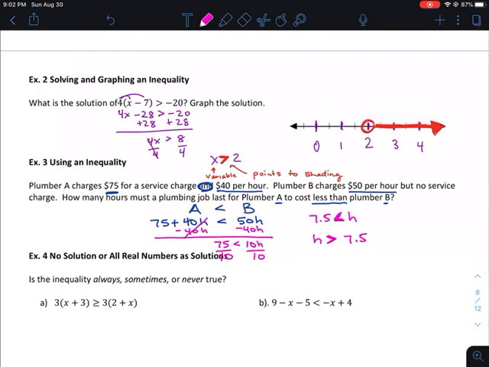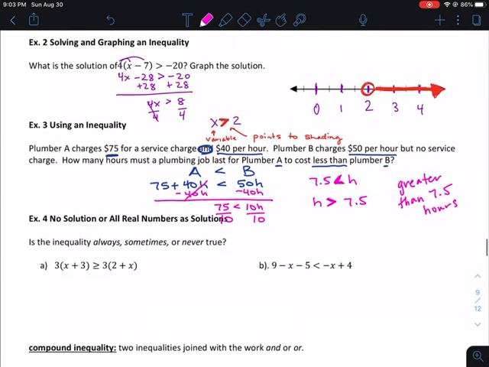So in order for it to cost less, 7.5 is exactly equal. You're going to pay the same to plumber A as you do to plumber B. So in this case, the hours is greater than, just greater than 7.5. We can't say at least because that would include equals. So we're going to say it has to be greater than 7.5 hours. If I said at least, that would mean or equal to, and that's not equal. We're not looking for when they're equal. We're looking for when it's more. So it has to be greater than 7.5 hours.